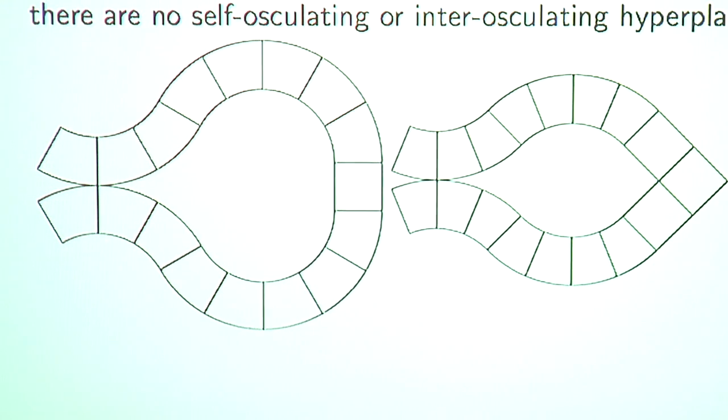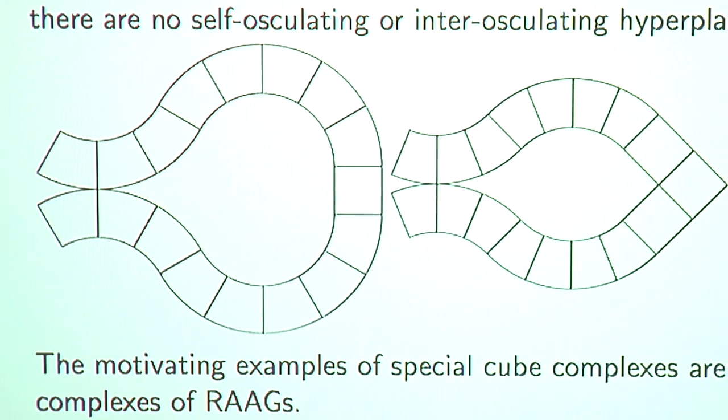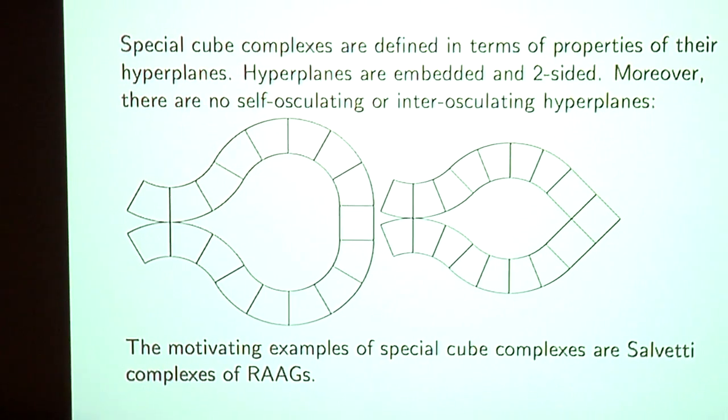So here I have a hyperplane, and here I have a hyperplane, that cross at this square. But here they're sort of tangent to each other, or the edges share a common vertex. And so these are forbidden in a special cube complex. Haken and Wise introduced this, and the motivating examples are the Salvetti complexes of right-angled Artin groups.